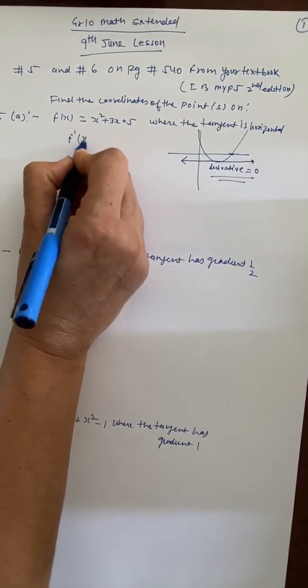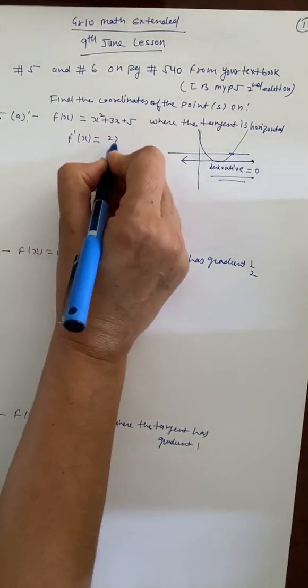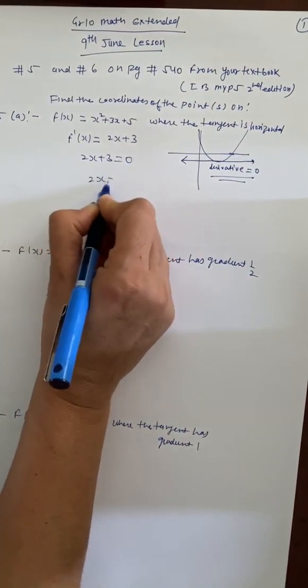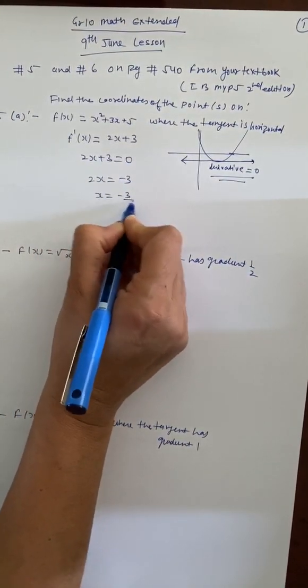So we know how to find the derivative. f prime x is equal to 2x plus 3. So 2x plus 3 is equal to 0. So 2x is equal to negative 3. So x is equal to negative 3 over 2.